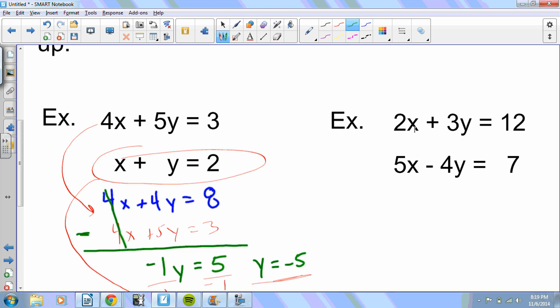Looking at my variables, I have 2x and 5x, 3y and 4y. Again, we ask ourselves the same question: is there anything you can multiply 2 by to get 5? Well, no whole numbers I can multiply. 2 times 2 is 4. 2 times 3 is 6. It kind of splits the difference. I don't have it there.